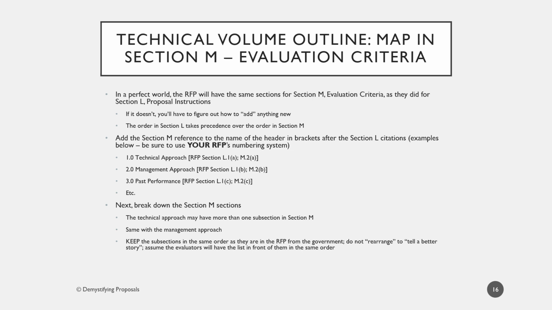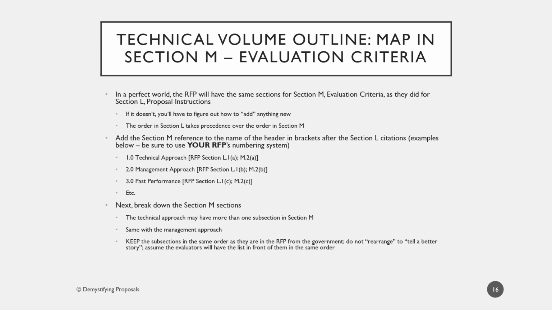Next, you're going to map in section M, or the evaluation criteria. In a perfect world, the RFP will have the same sections for section M, or the evaluation criteria, as it did for section L, the proposal instructions. But if it doesn't, you'll have to figure out how to add anything new. The order of section L takes precedence over the order in section M.